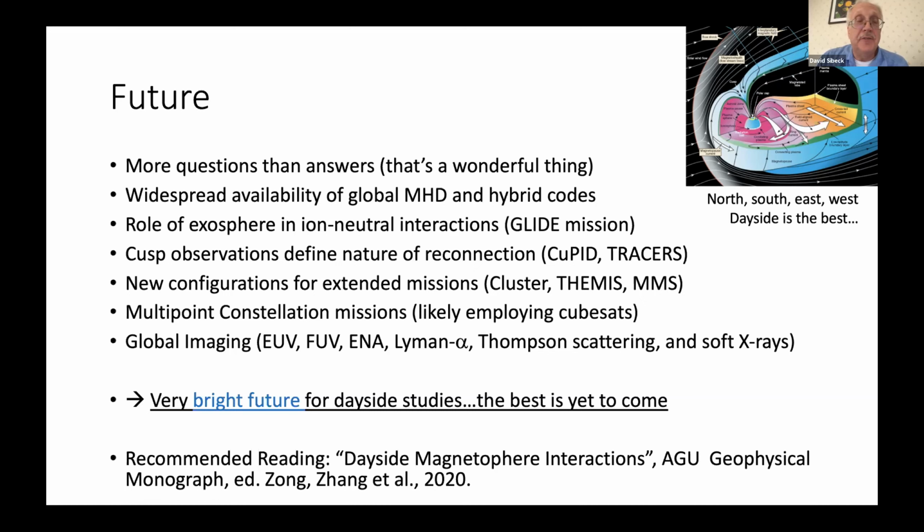There's an opportunity for future missions to construct constellations and have multi-point simultaneous measurements that would likely employ CubeSats. There are immense prospects for global imaging in EUV, FUV, ENA, Lyman alpha, Thomson scattering, and soft X-rays to look at the plasma structures that are out there. So it's really a wonderful time to come.